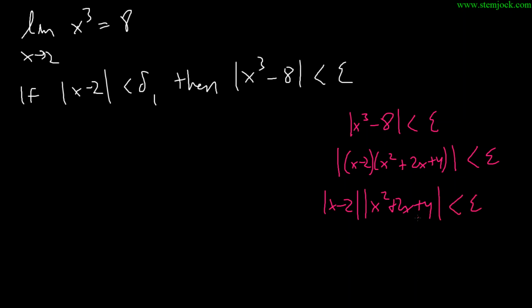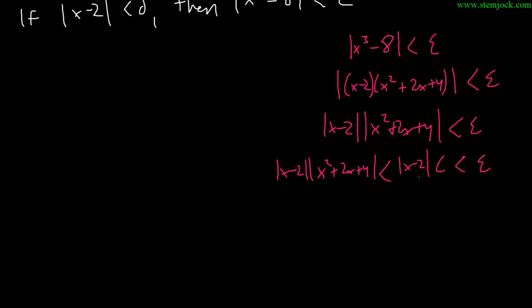And now I'm going to choose a constant c that is bigger than this absolute value here. So the absolute value of x minus 2 times x squared plus 2x plus 4 is less than x minus 2 times some constant c, which is less than epsilon. And I can solve now for what looks like the antecedent by dividing both sides by c, so of this right inequality here. So the absolute value of x minus 2 is less than epsilon over c.